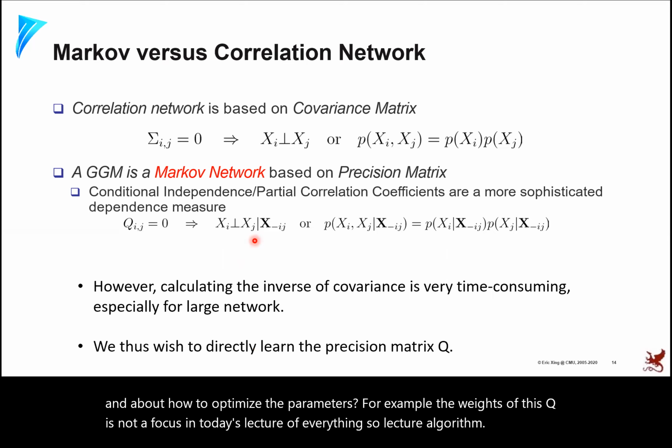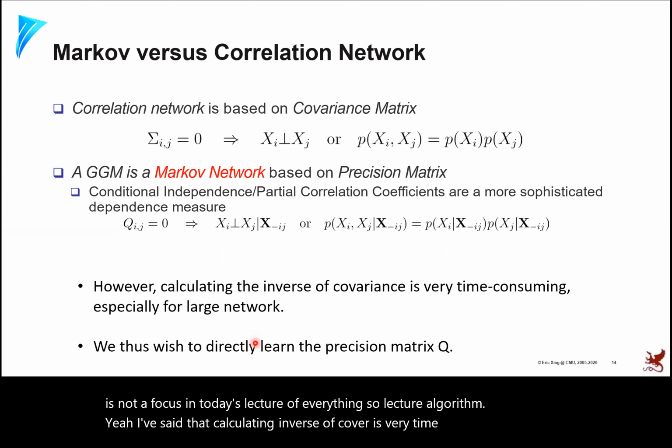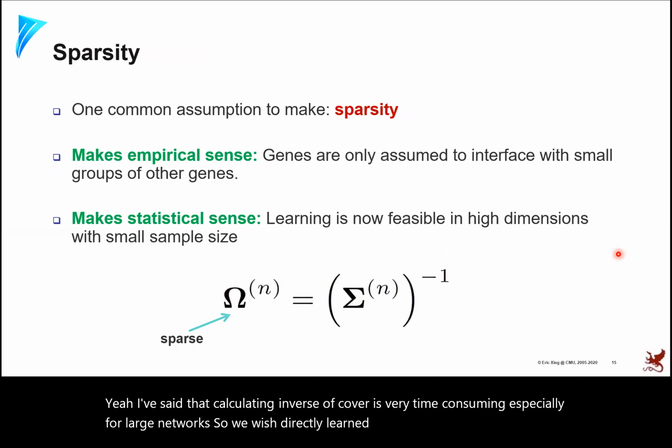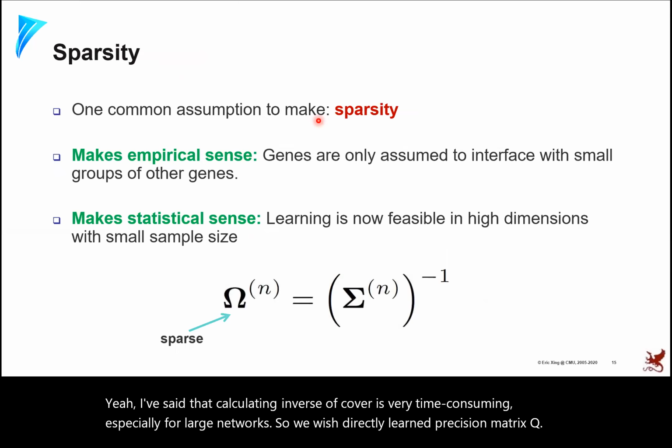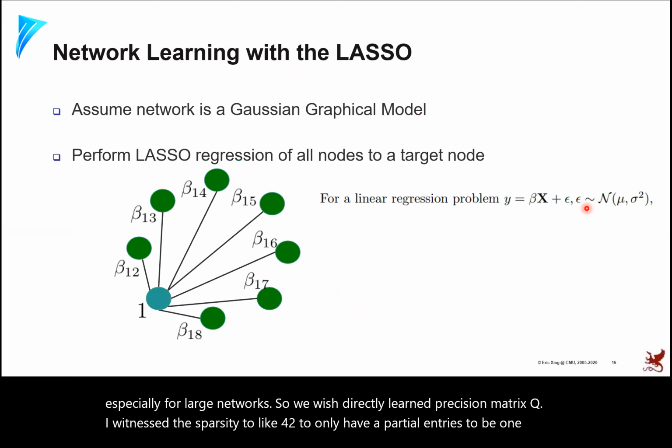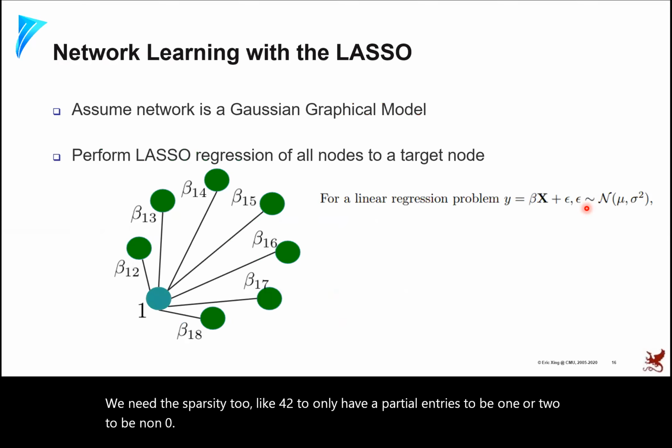I have said that calculating the inverse of covariance is very time-consuming, especially for large networks. So we wish to directly learn the precision matrix Q, and we need sparsity to force it to only have partial entries be non-zero.